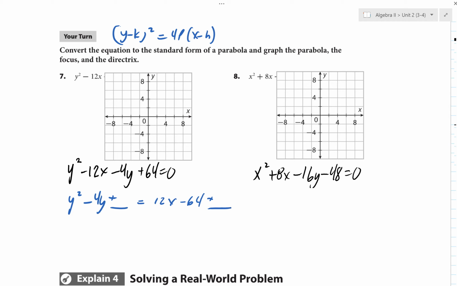Graydon, what number do I need to fill in the blanks with to complete the square? For y? For y it would be 4. Right, negative 2 squared is 4, so I'm going to add 4 to both sides. Now I have y minus 2 squared equals 12x minus 60. And I can write that as y minus 2 squared equals 12 times x minus 5.